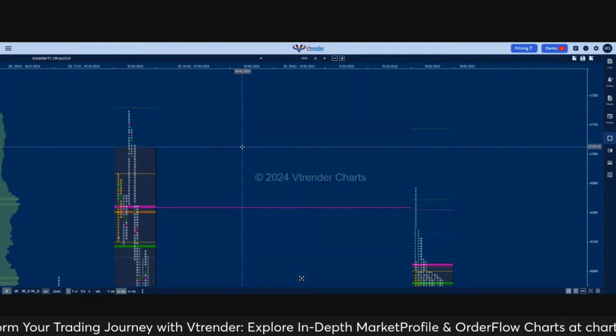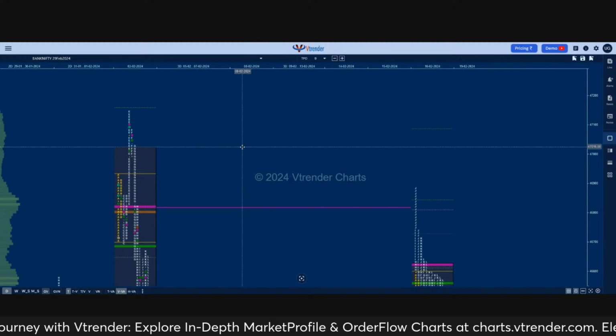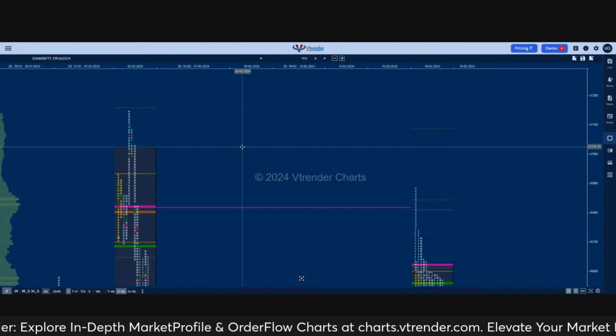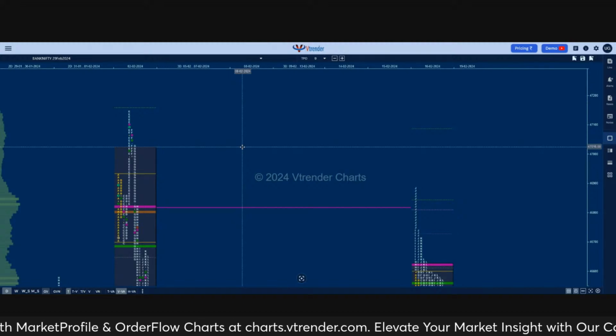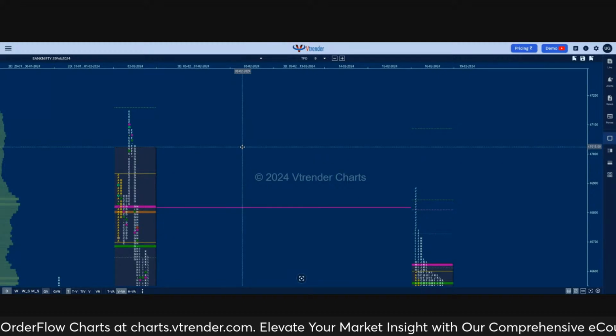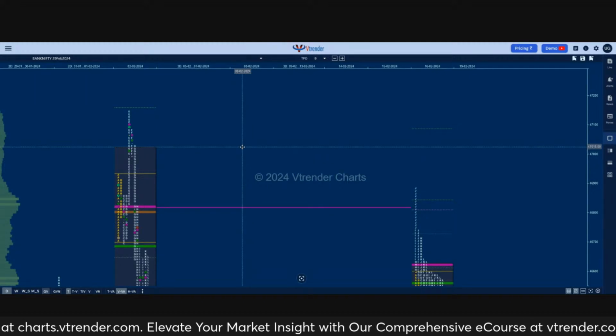So any queries on this part, we can quickly address those queries and move on to the order flow charts, after which I will wrap up this session. Any queries on the Bank Nifty part?